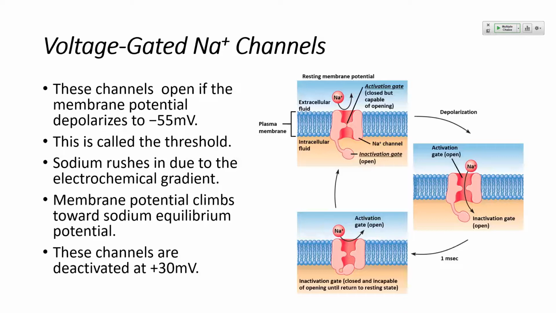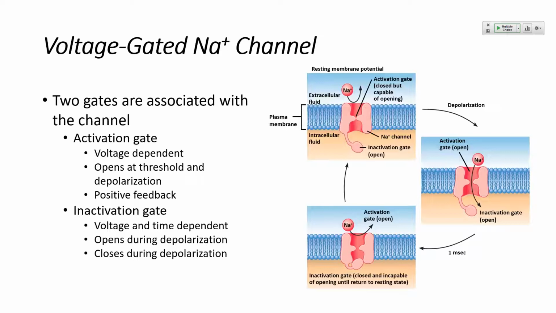Now let's look at the events on this gate that happen to allow this. So this channel actually has two gates. They have an activation gate and an inactivation gate. The activation gate is voltage dependent, so it's going to be open at negative 55 and then closing at rest. It's going to open in a positive feedback way. So when it opens one sodium channel, sodium rushes in through that channel, but that's going to trigger more sodium channels to open up, and then more sodium will enter. And that's an example of positive feedback, right? That potentiation of sodium rushing into the cell.